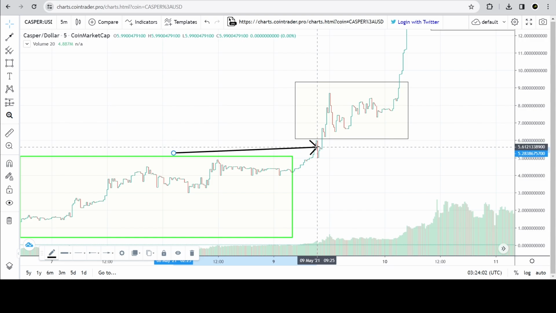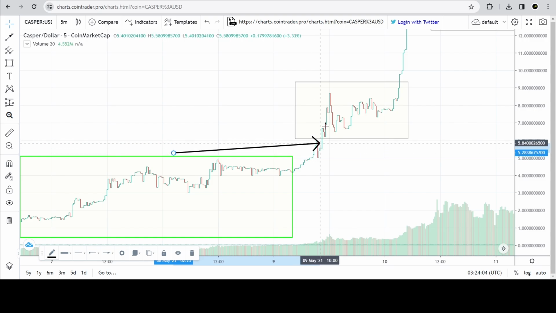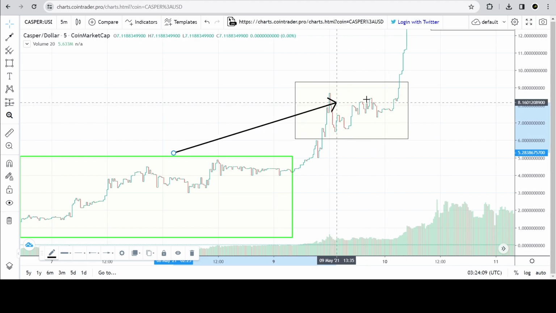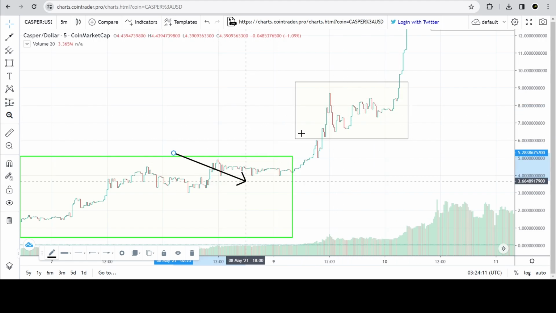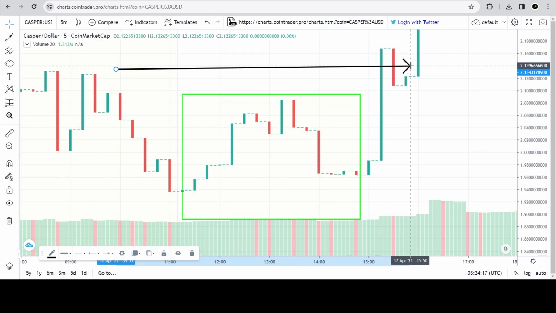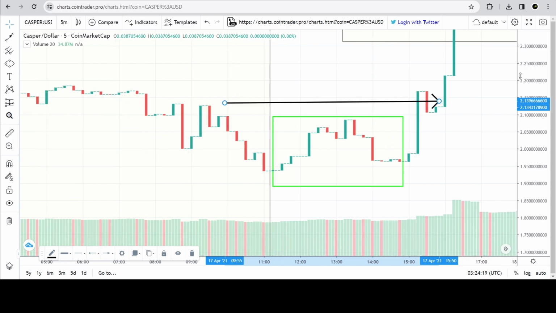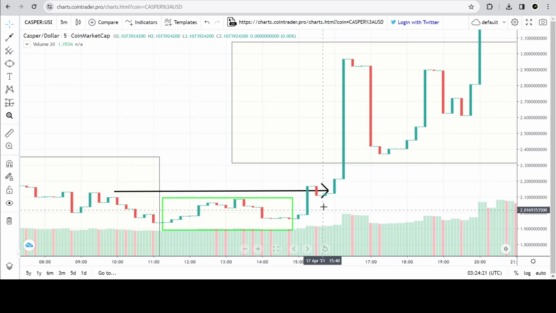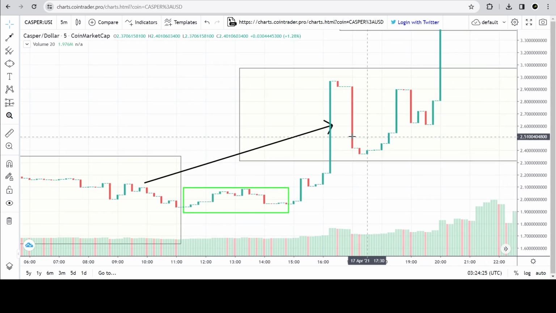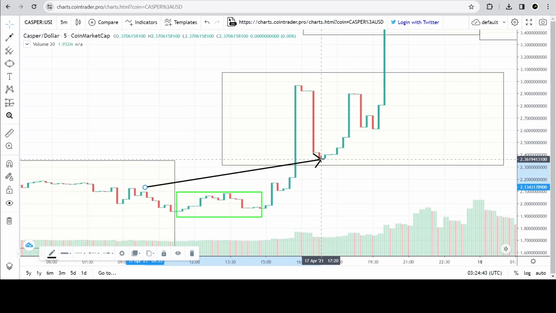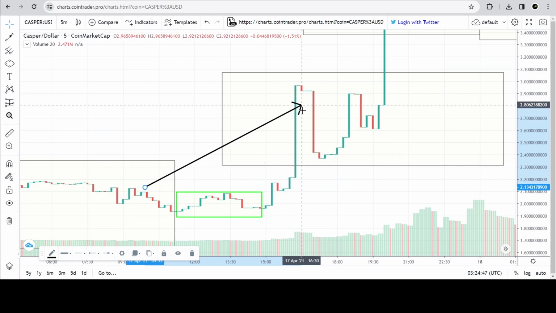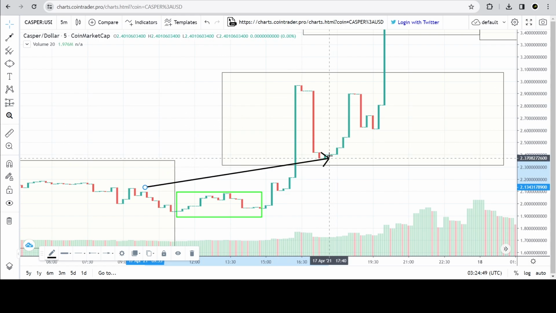Now, this structure, this pullback takes place before it goes into the next corrective structure, or the second corrective structure. This was the first, this is the second. Over here, here is that pullback before entering into that second corrective structure right here. And as you can see, it is substantial, folks. This pullback is so extreme, it almost takes away everything that it gained over here.